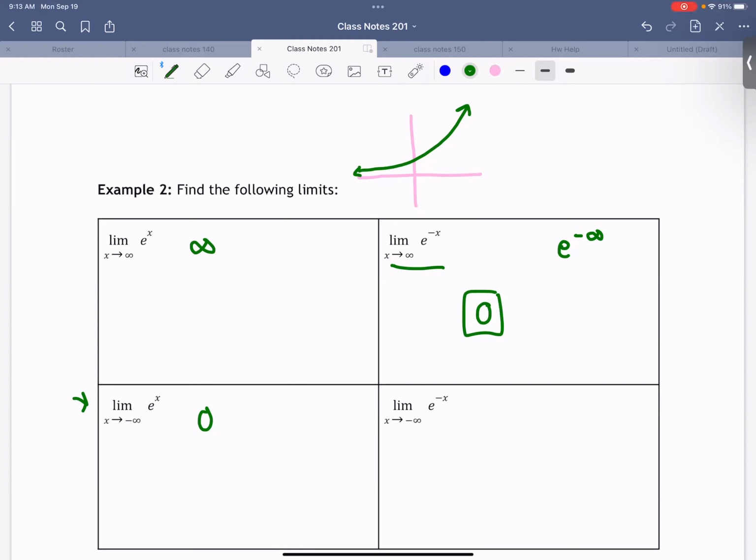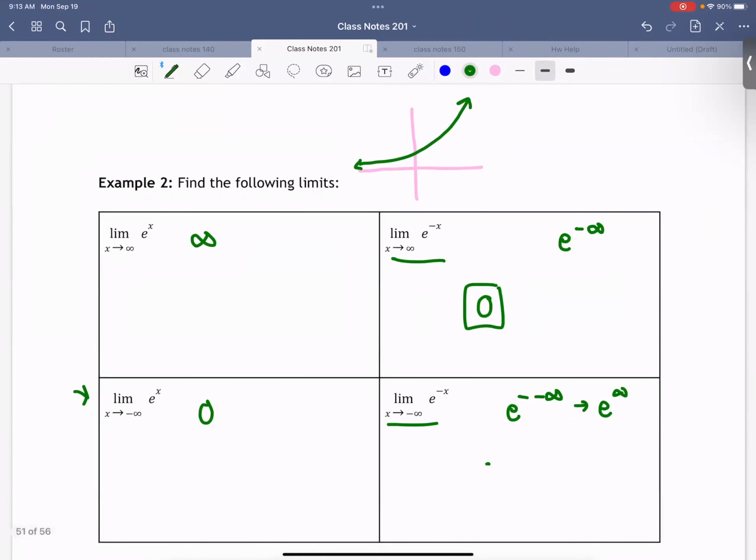Let's make it even a little more complicated. What about e to the negative x as x approaches negative infinity? Well, why don't we plug it in? E to the negative infinity is e to the positive infinity. What does e do as we go to the positive infinity numbers?